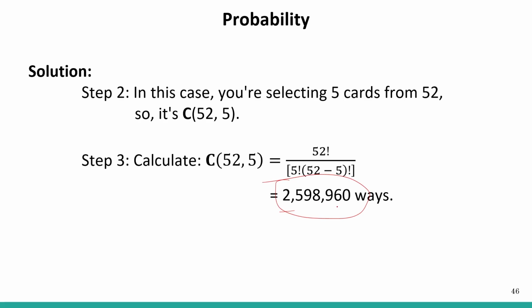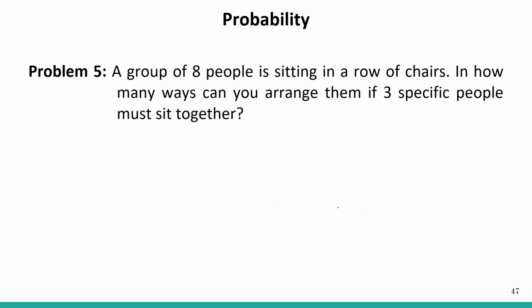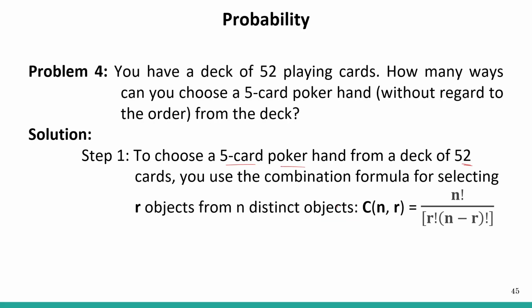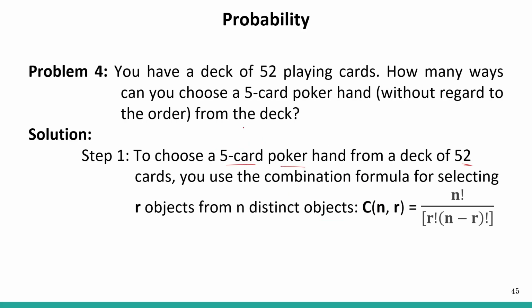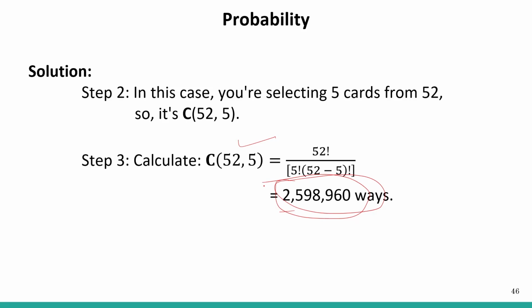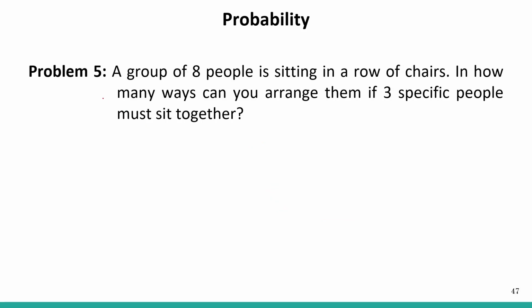2598960. So what we need to calculate is the cardinality of the event space. So the cardinality of the event space will be what? This is actually the cardinality of the event space. So how can we choose a 5 card poker hand? We can choose it in this many ways.